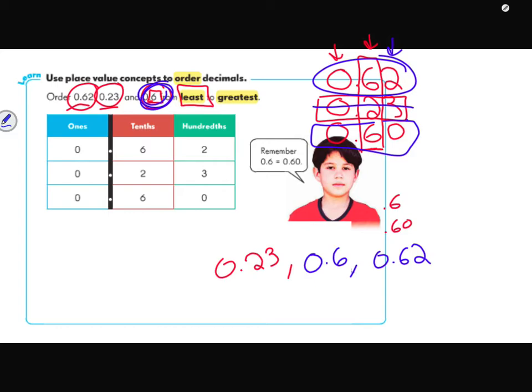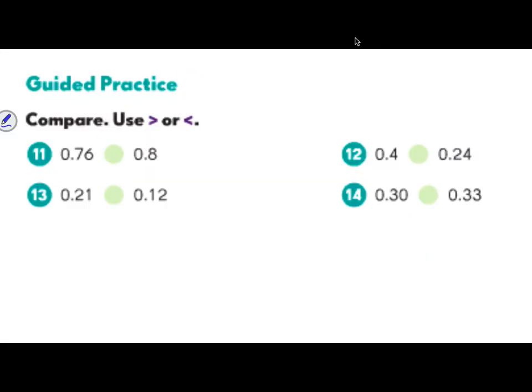I could also think of it as money. I know 23 cents is less than 60 cents, which is less than 62 cents. So again, we are comparing the place value and the value of each of these numbers. So right here, I have 76 hundredths or 8/10.